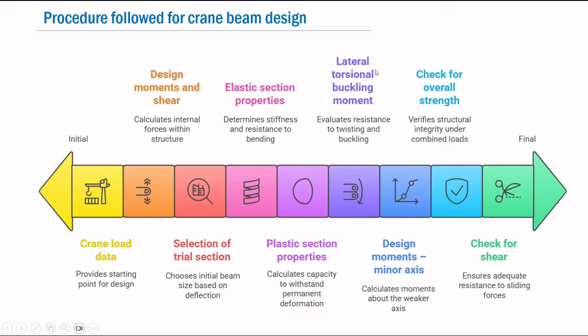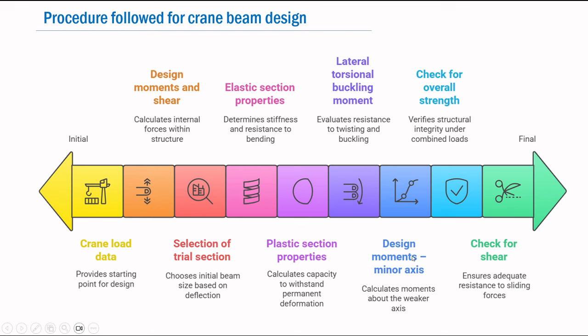Next we proceeded to an important step, that is the evaluation of nominal flexural strength of the section based on the various criteria given in AISC 360, of which one of the important criteria is the LTB evaluation, that's the lateral torsional buckling moment evaluation.